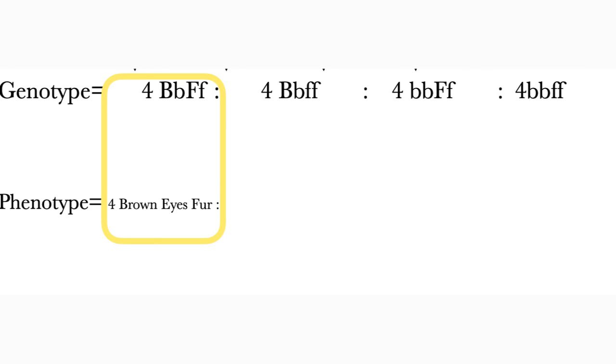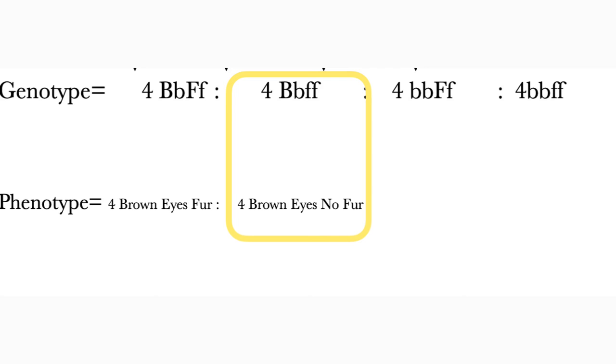Now from those genotypes, let's make the phenotypes. So our first one had capital B and a capital F. Well, capital B stood for brown eyes and capital F stood for fur. So those first 4 are going to be brown eyes with fur. Now, the next 4 have a capital B, but they only have 2 lowercase f's. So the capital B stands for brown eyes, but since it has the recessive form of the F trait there, that means it has no fur. So there'd be 4 brown eyes with no fur.